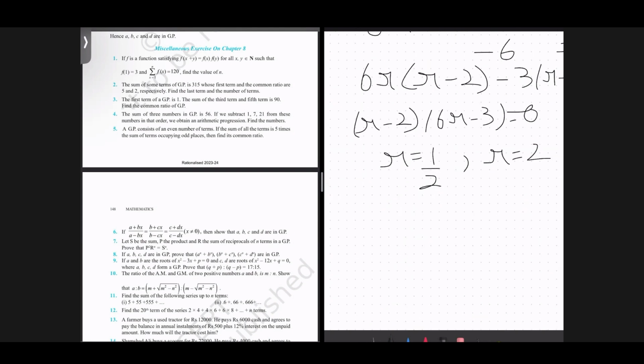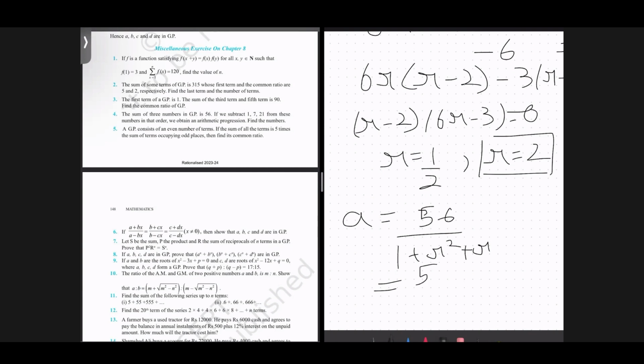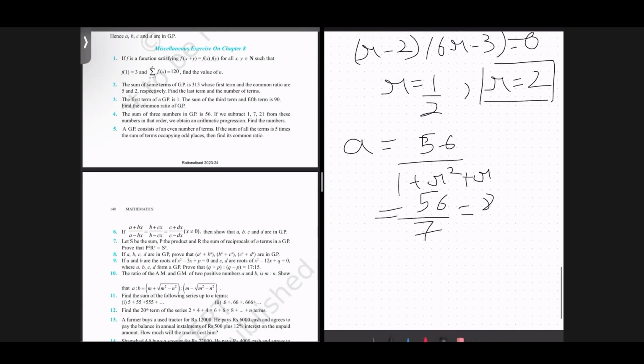Let's solve for R equals 2 first. We have A equals 56 upon 1 plus R plus R square. When you solve this, you have 56 divided by 7. A becomes 8. The common ratio is 2. So your terms are 8, 16, 32. Right? These are your three terms.